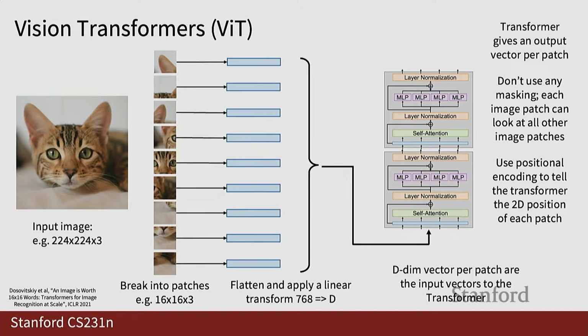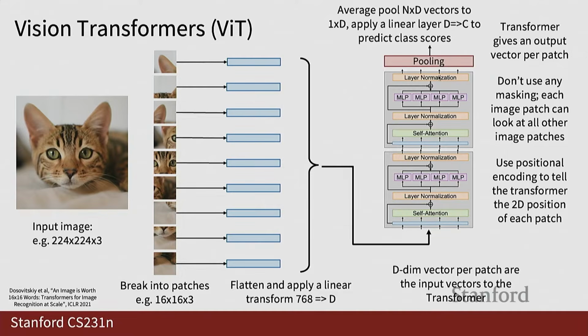And then ultimately, transformers give an output vector for each of the inputs. The other option for training a transformer is, instead of having a separate class token, to just take the outputs, run a pooling layer, and then turn that into a probability vector for C different classes.